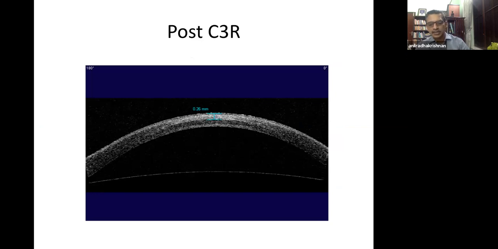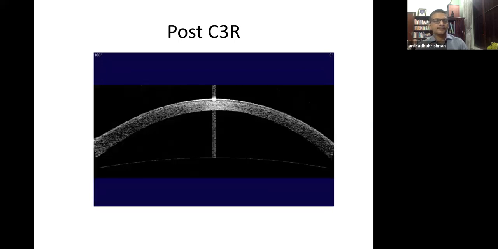This is where a conventional C3R has been done. As you know, the hyperreflectivity is maximally seen in the first month after C3R, and after that it starts fading away. This is a transepithelial C3R. The amount of hyperreflectivity that you see is not very much.